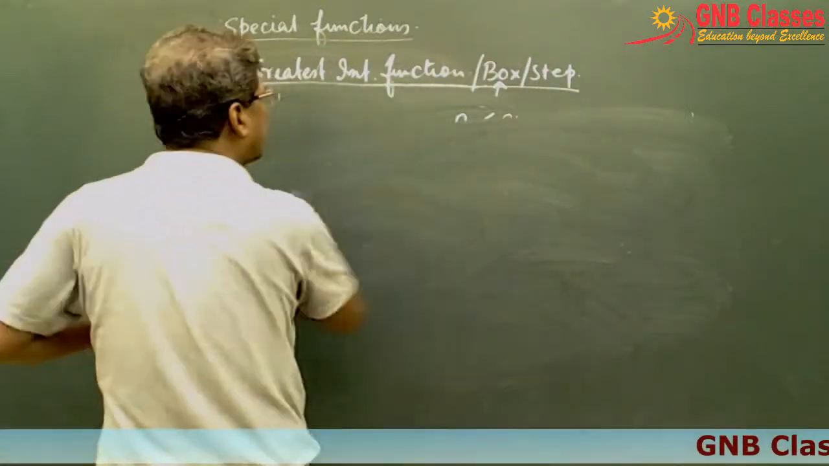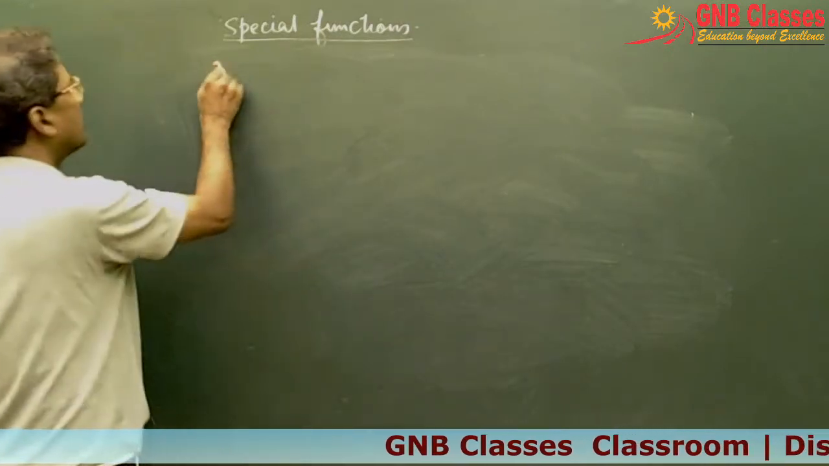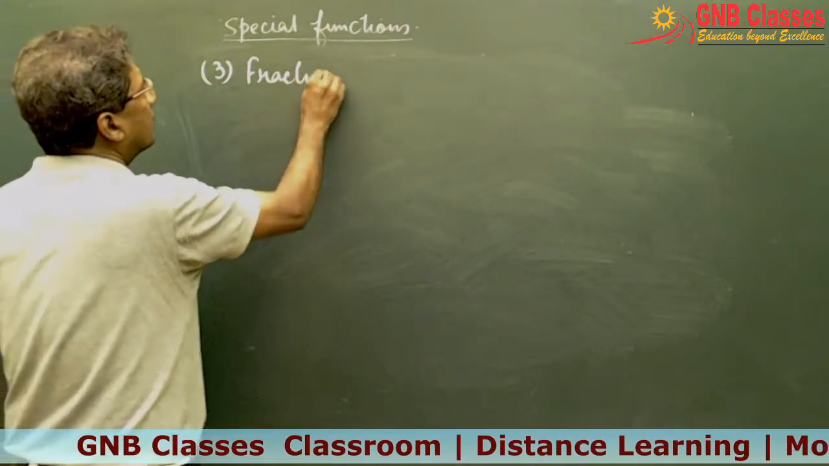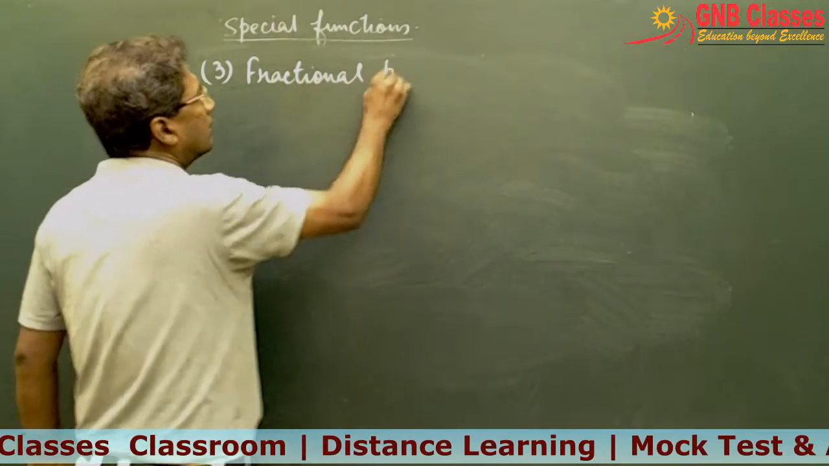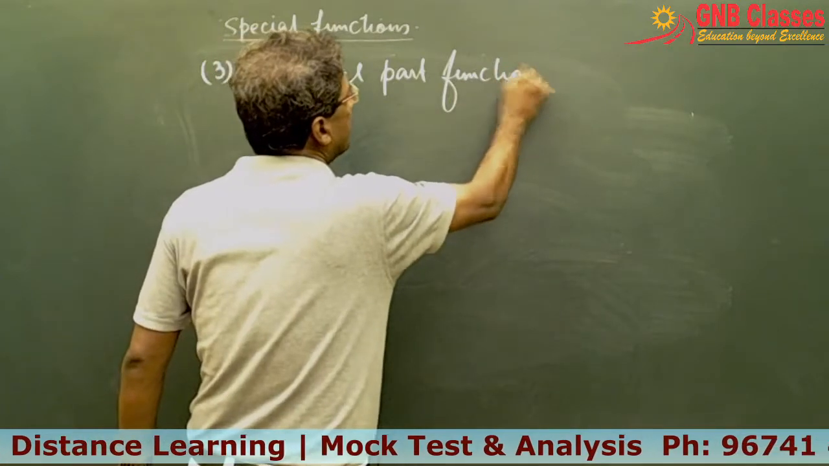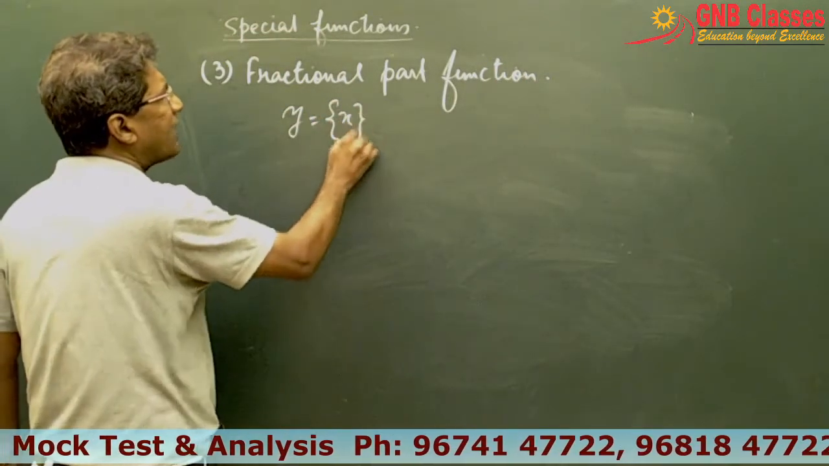Let us start with the third special function, which is called your fractional part function. Fractional part function. How do we denote this? We denote this thing like this, in the curly bracket.